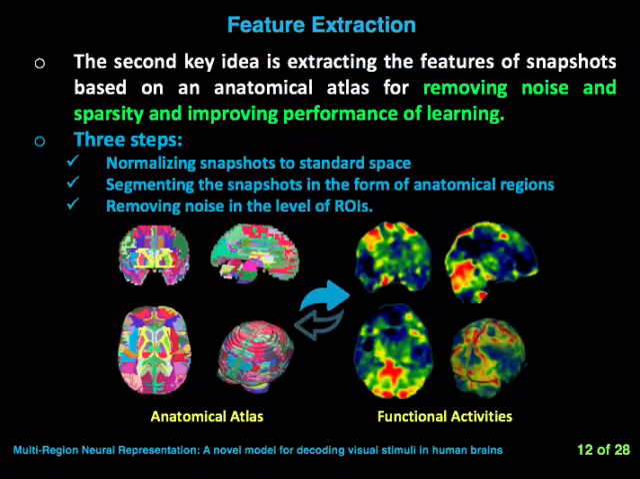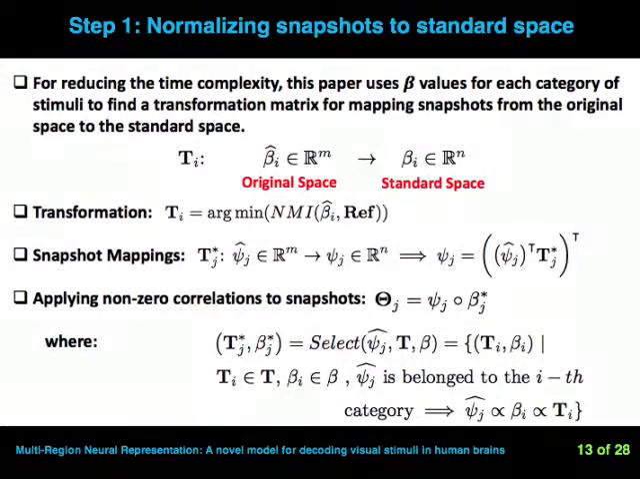As the next step, we want to extract features of snapshots based on an anatomical atlas. As depicted here, feature extraction itself also has three steps. As the first step, we map the snapshots to a standard space in order to align them to an anatomical atlas. For reducing the time complexity, this paper uses the beta value for each category of stimuli to find a transformation matrix for mapping snapshots from the original space to the standard space. Here, Ti is the transformation matrix.